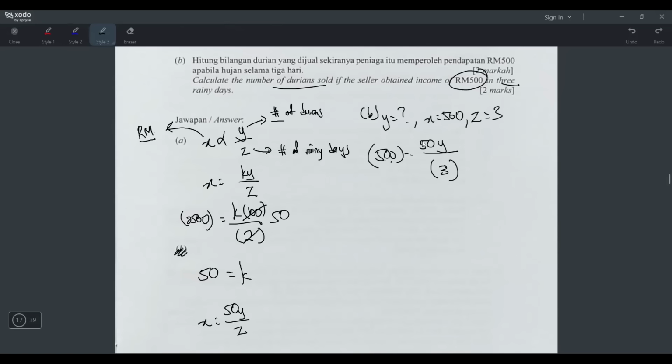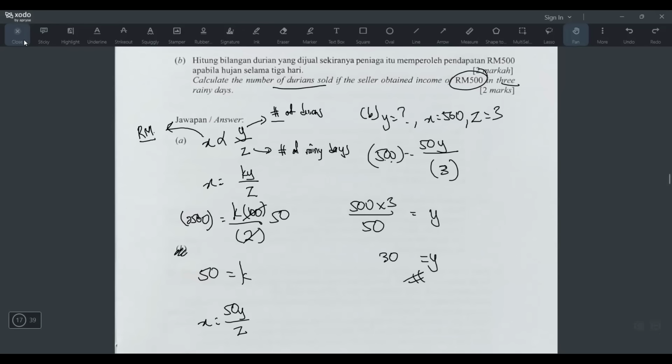And now I can find Y already. Okay, so how to find Y? Okay, 3 duduk bawah. Duduk bawah means bahagi, so hantar jadi darab. And then 50 duduk atas. Atas means darab. Darab hantar sini jadi bahagi, like that. And then you just tekan 500 times 3 divide 50, and you're gonna get 30. So that's the answer. Okay, it's quite easy.